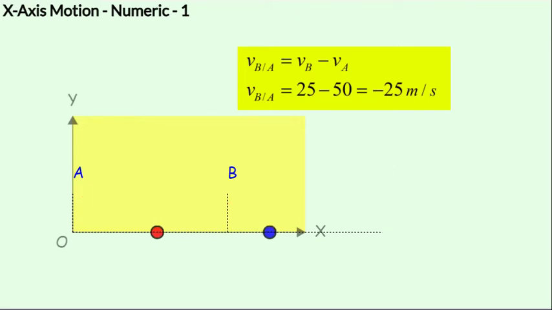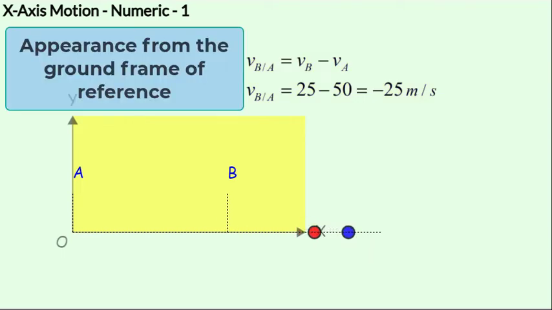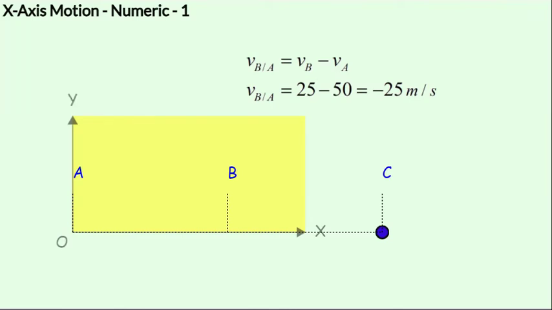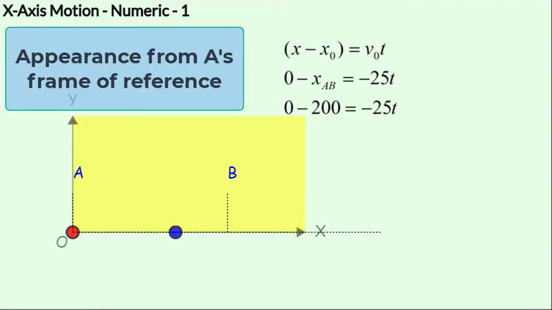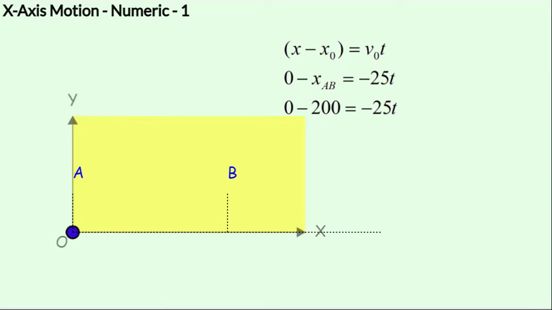This is the animation as seen by an observer in the ground frame of reference. So now let's step into the shoes of A and check out how A would see this very same situation. Now this is the scenario from A's frame of reference and not from the ground's frame of reference. This is how A would observe the situation.